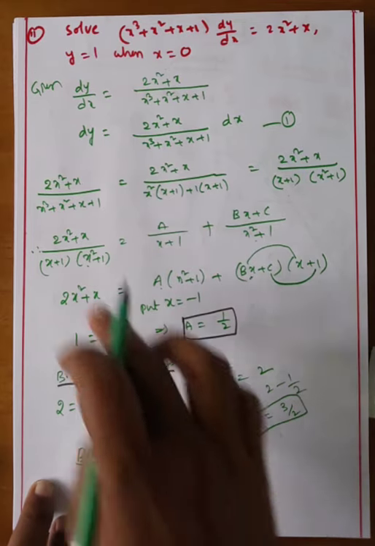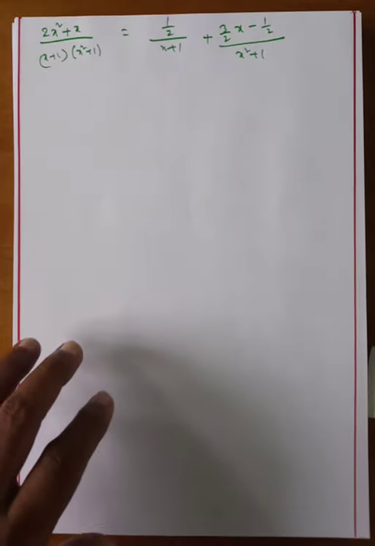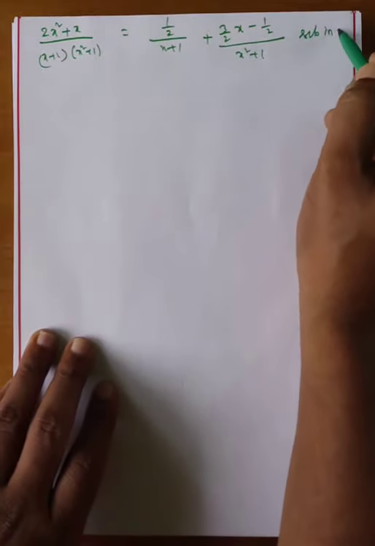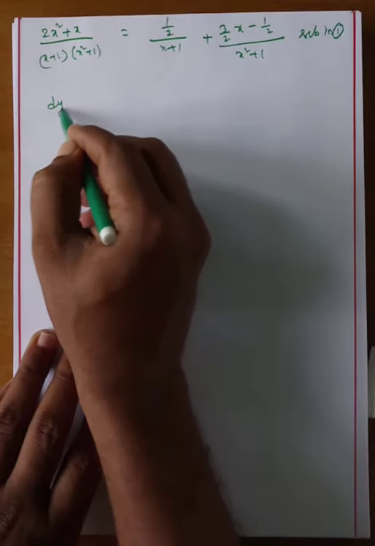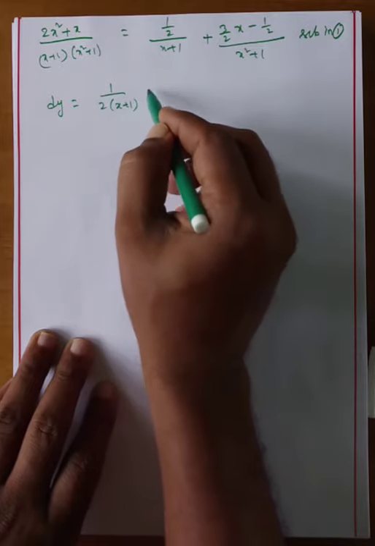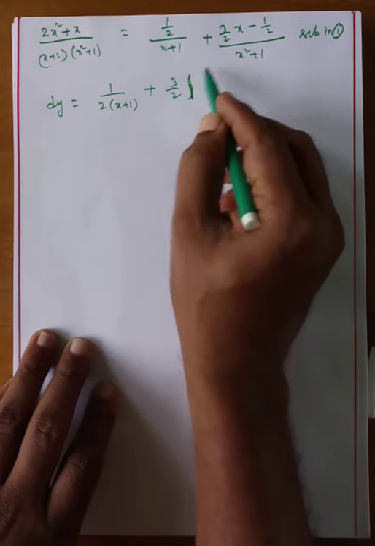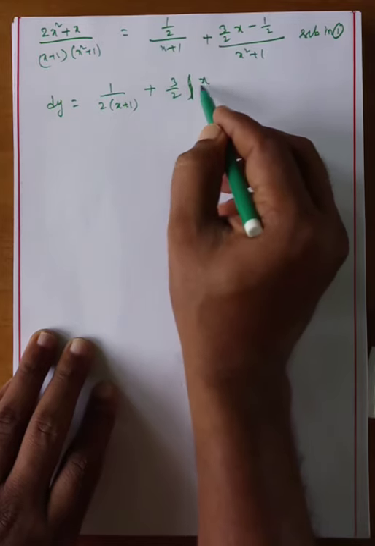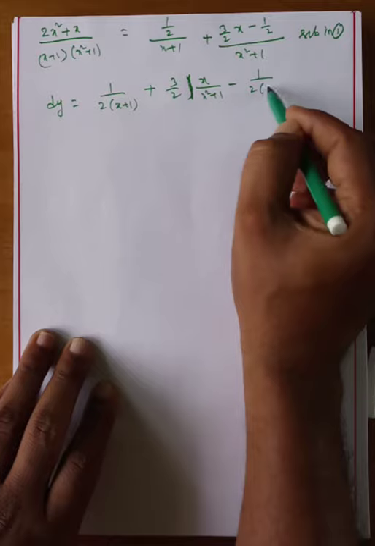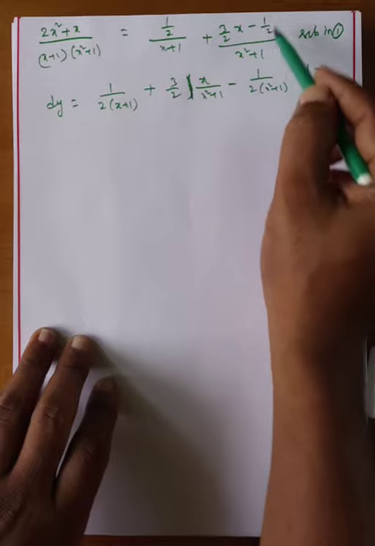Now these values we substitute in this integration. Okay, my dear friends, substitute in equation 1, which you know very well. dy is equal to 1 by 2 into 1 by x plus 1, plus 3 by 2 into x by x square plus 1, minus 1 by 2 into 1 by x square plus 1, dx. Separation means this one by this one minus this one by this one.